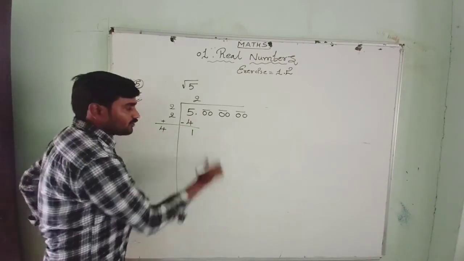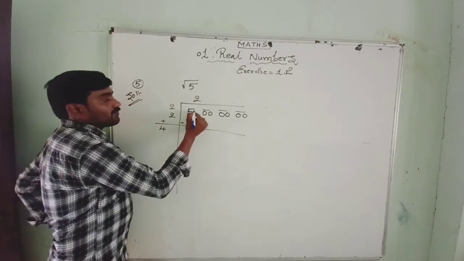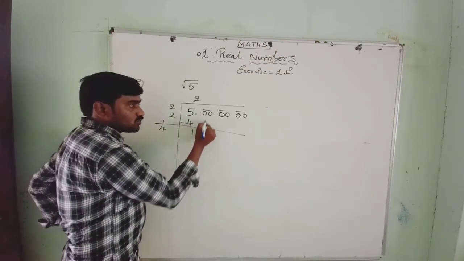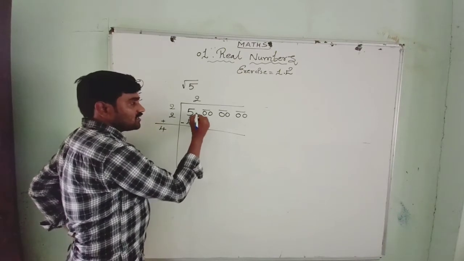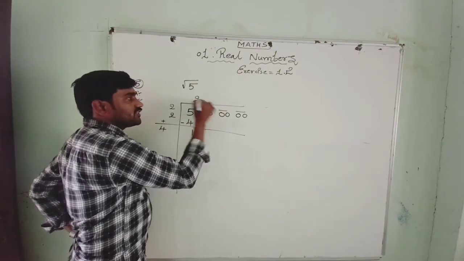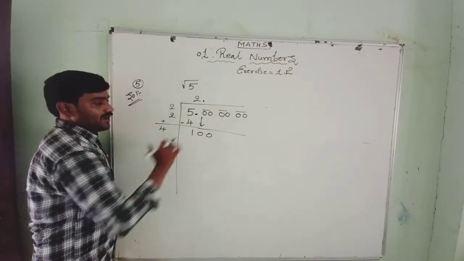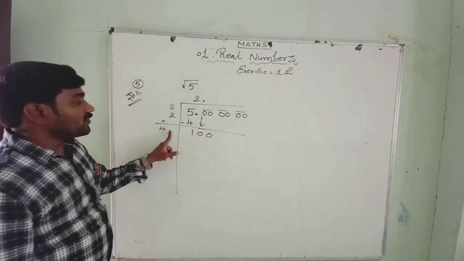So, same thing we are going to do on this side now. Now, 5 minus 4 is 1. Bring down these two digits, two pair of zeros, and shift the decimal point here. Then you can bring down these two pair of zeros, that becomes 100 now. Now see what number you will write here.